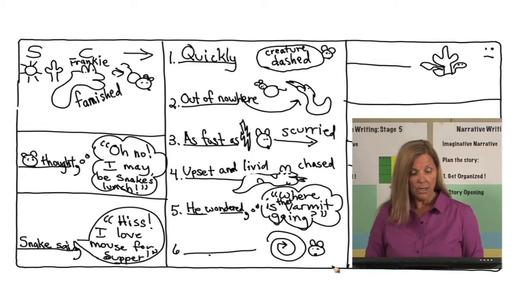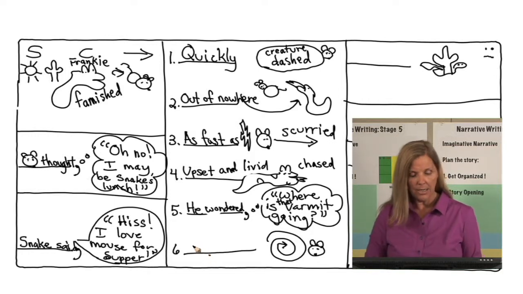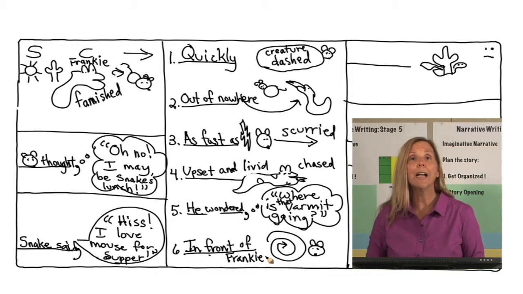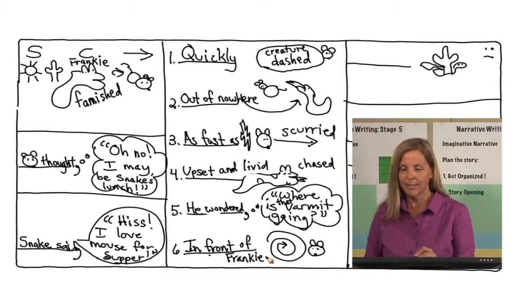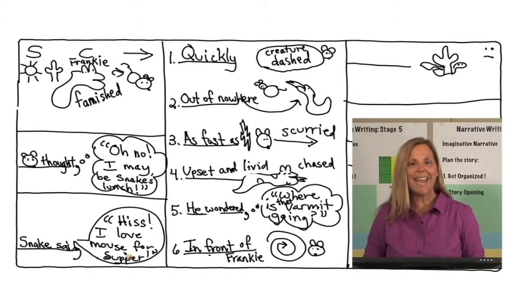We could do that. Or we could say, up ahead, or right in front of Frankie, or in front of Frankie. Why don't we do that? In front of Frankie, Mouse started running around and around in circles. We have our beginning, our middle. Let's go to the end.